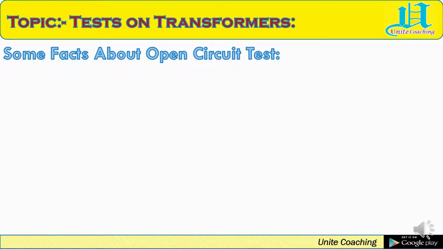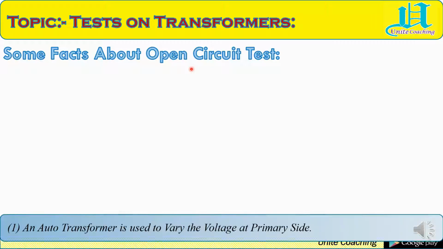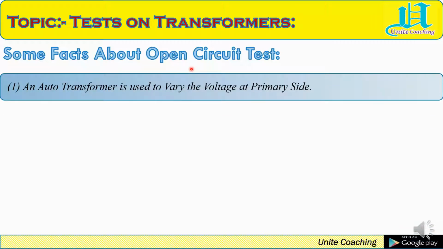Now let us see why we conduct an OC test on a transformer. Some facts about the open circuit test. Number 1: an auto transformer is used to vary the voltage at the primary side. The required voltage is adjusted by means of the auto transformer.